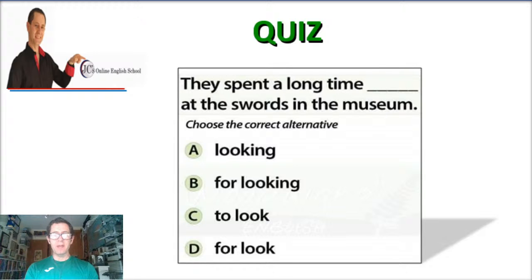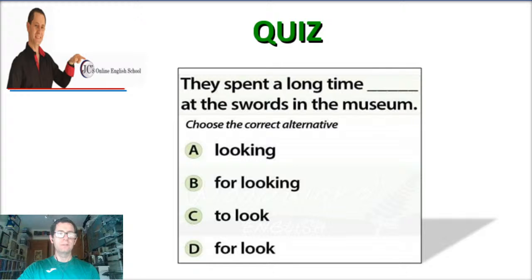Okay, so gentlemen, which one do you think is the correct answer? Is it Alpha, Bravo, Charlie, or Delta? Make your selection, please. I'll wait for a few seconds. Is it looking, for looking, to look, or for look? Let me know, please. Otherwise, I need to go a little bit faster because I have a class right after this video, so I cannot spend a lot of time.